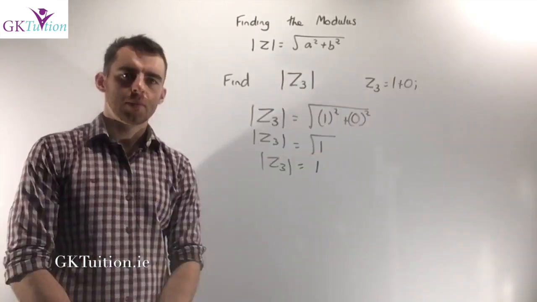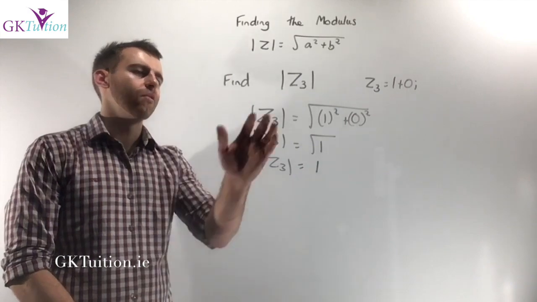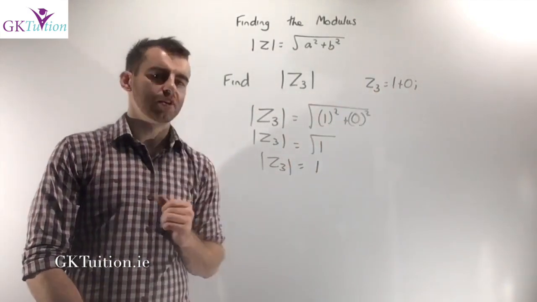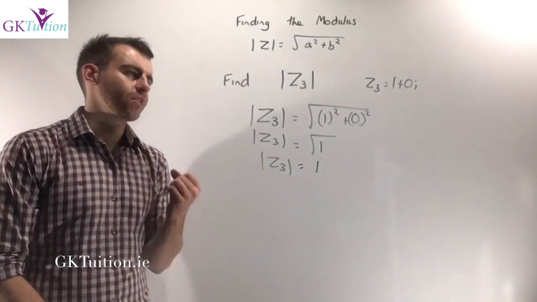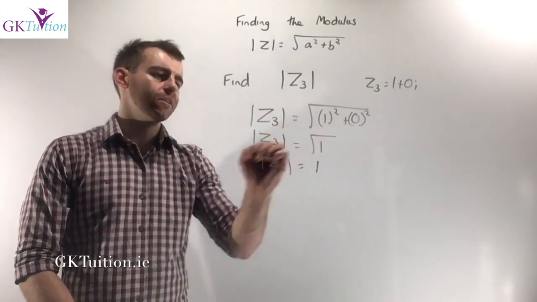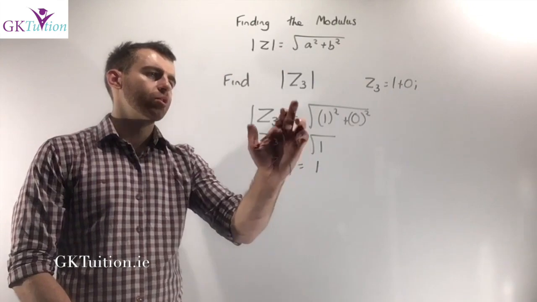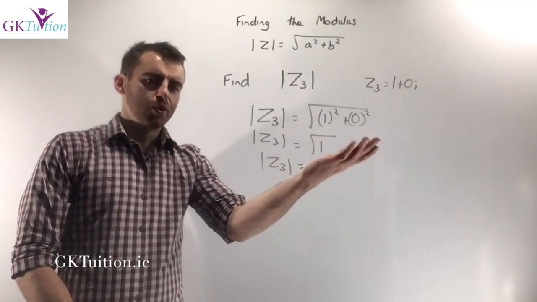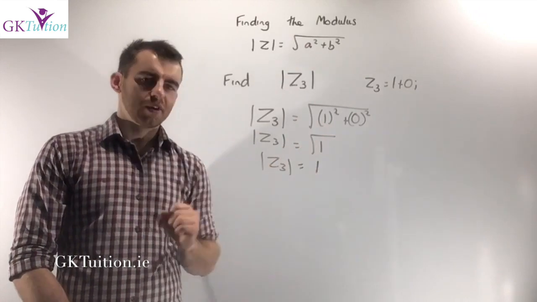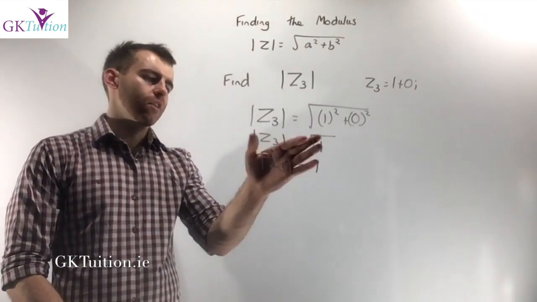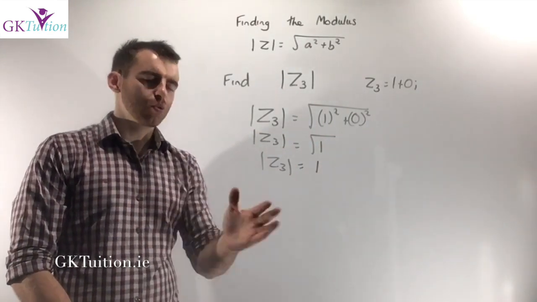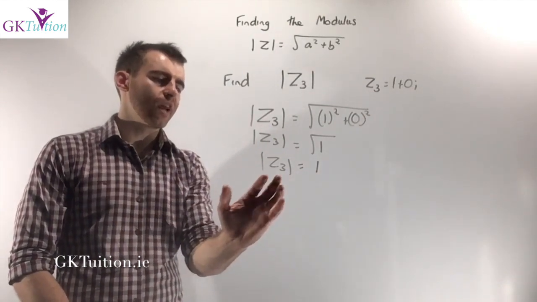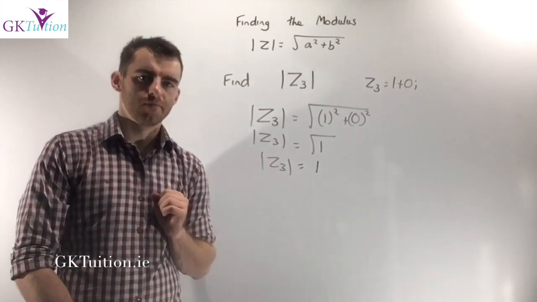Okay, so secondly, I asked you to find the modulus of Z3, where Z3 is 1 plus 0i. So obviously in this case your a is 1 and your b is 0. So the modulus will be the square root of 1 squared plus 0 squared. 0 squared is just 0 and 1 squared works out as 1. So I know the modulus of Z3 is the square root of 1, and the square root of 1 is just 1. So your final answer there, the distance from Z3 to the origin, is just 1.